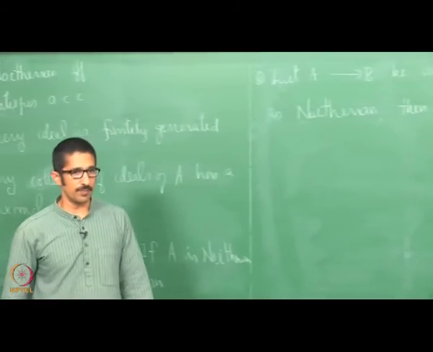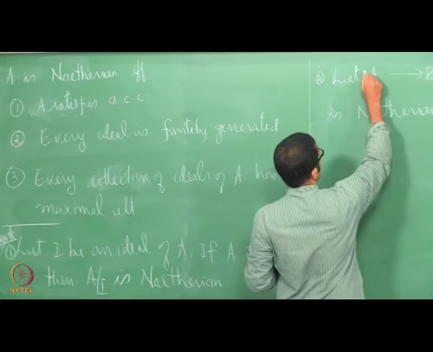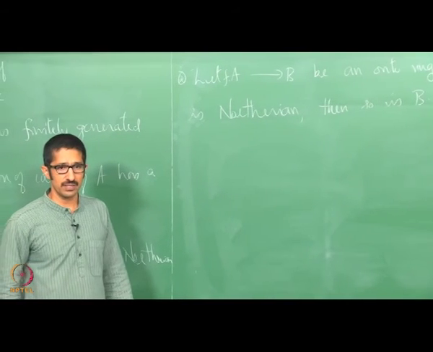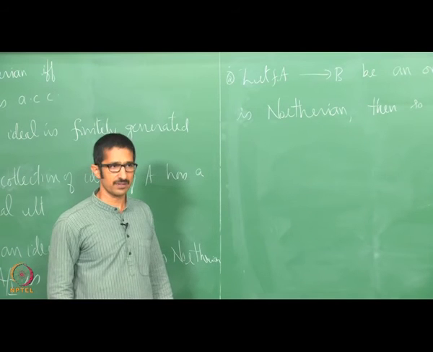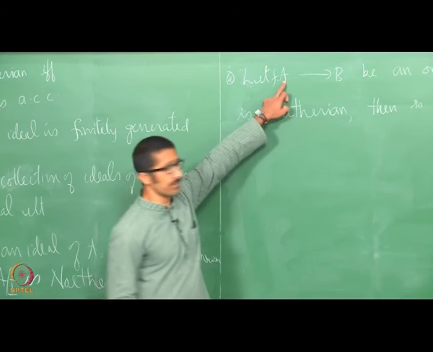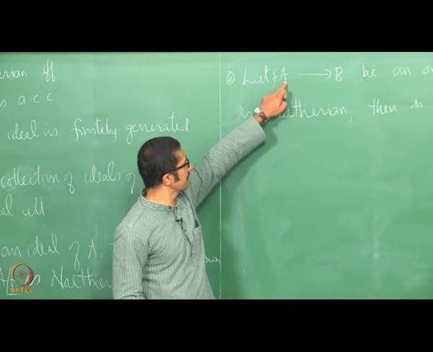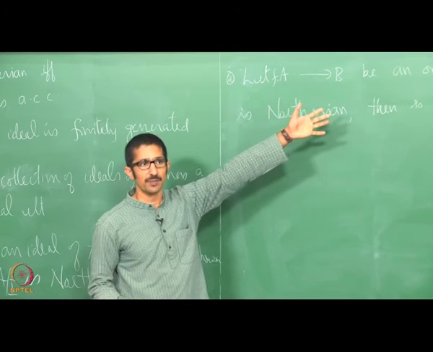If I have an onto ring homomorphism, then B is isomorphic to A modulo kernel f, by the first isomorphism theorem. If A is Noetherian, then A mod kernel f is Noetherian, which means B is Noetherian.